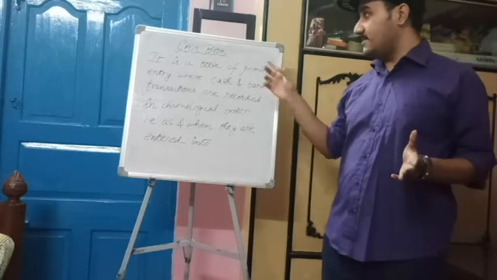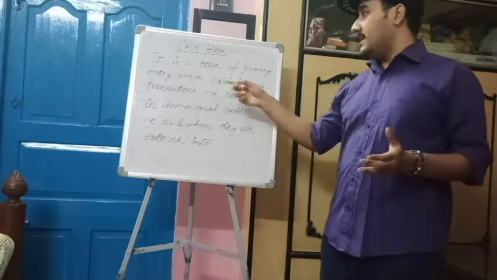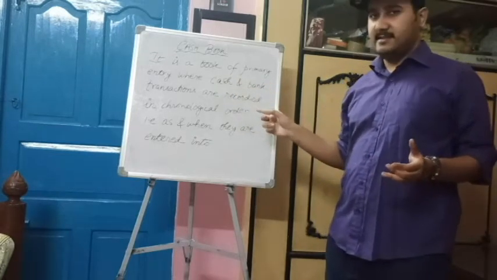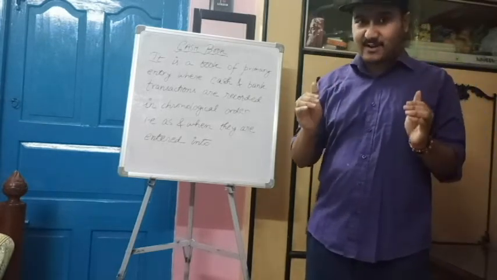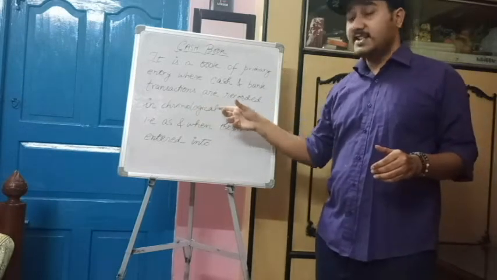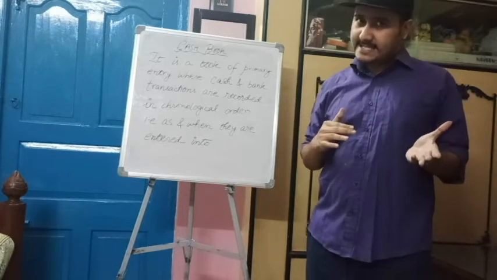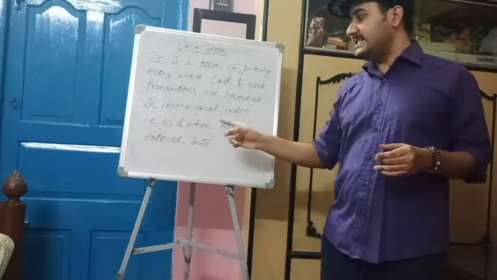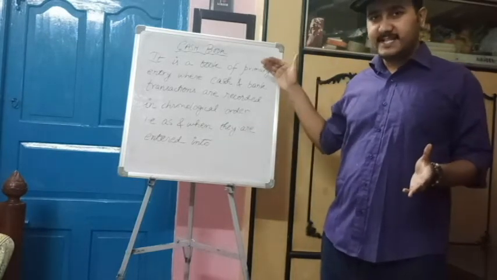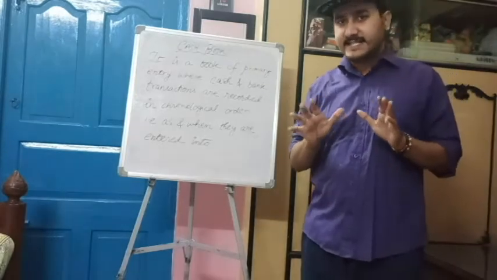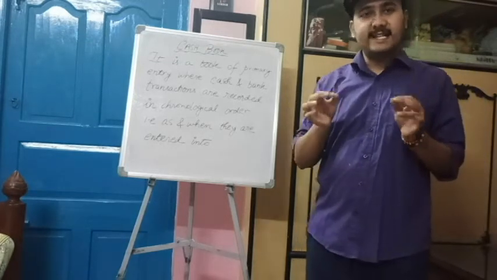So cash book, as you see, is a book of primary entry. That means at the beginning, it is where cash and bank transactions are recorded. In what order? In chronological order, that means as and when they come. So what is cash book? It is a book of primary entry where cash and bank transactions are recorded in chronological order, that means as and when they are entered into.